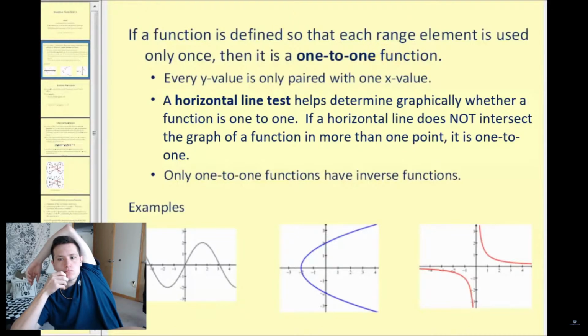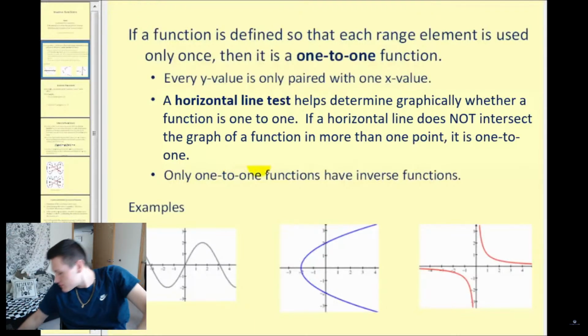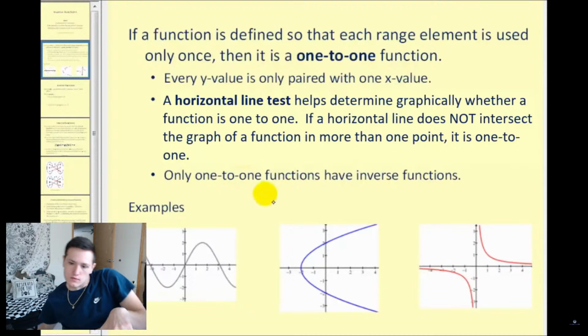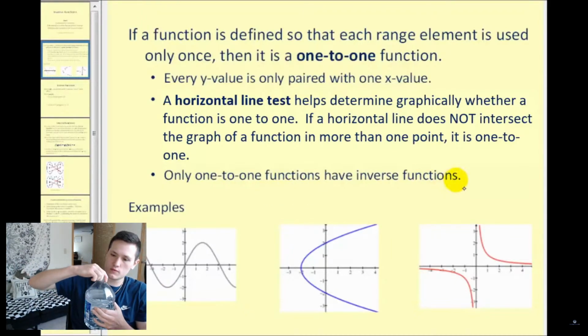And a horizontal line test helps determine graphically whether a function is one-to-one. If a horizontal line does not intersect the graph of a function in more than one point, it is a one-to-one function. And what's so important about this is that only one-to-one functions have inverse functions.